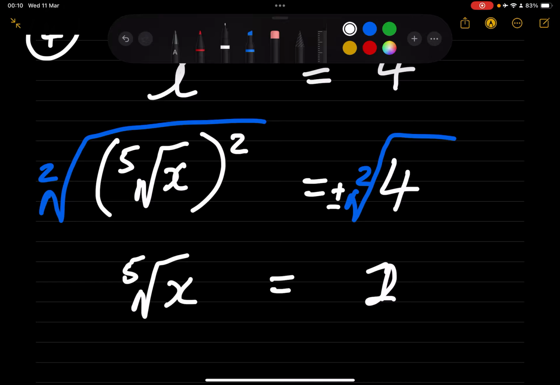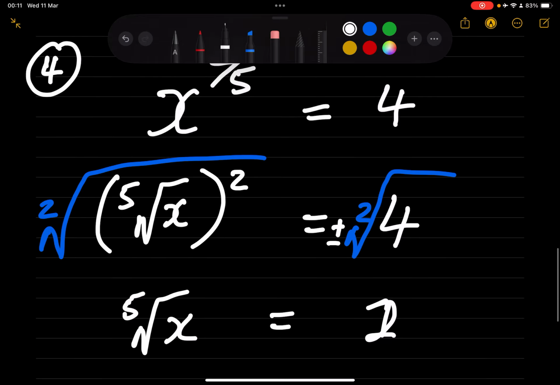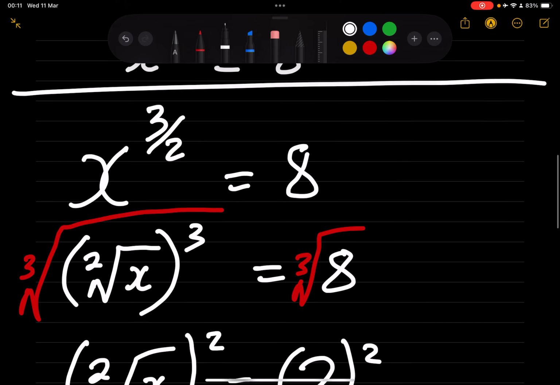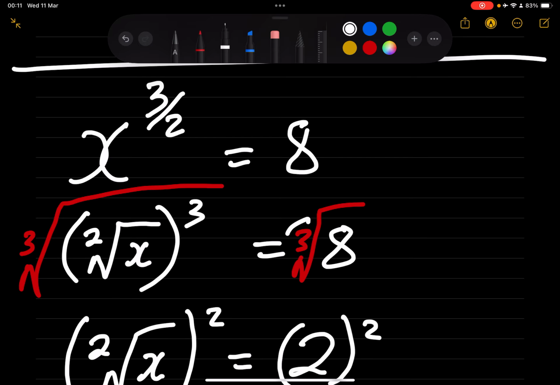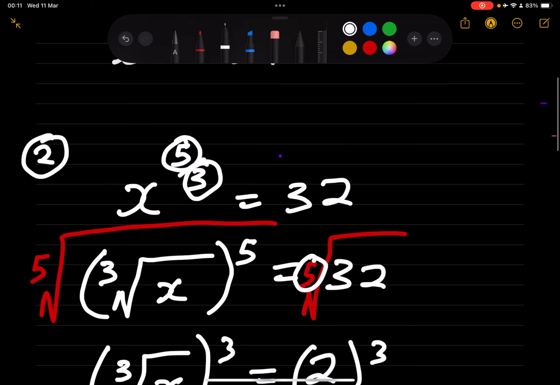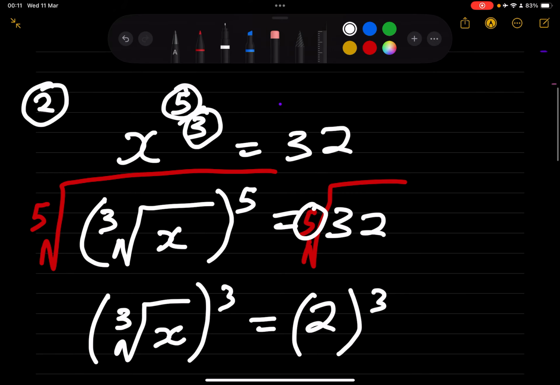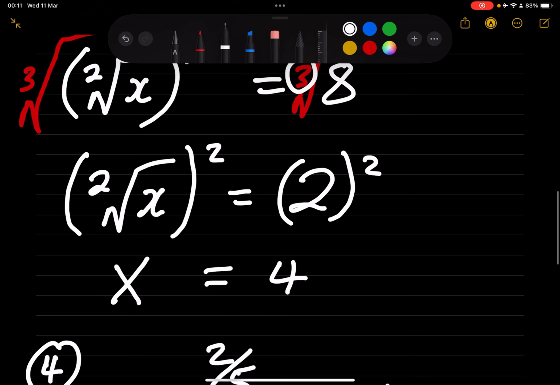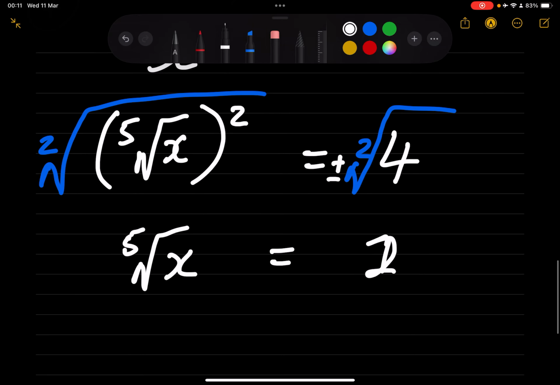When you are rooting with an even number, you will have to show a plus minus. So if we square root, fourth root, sixth root, we show a plus minus. The reason why on the other ones I didn't show a plus minus is because this was an odd number when I was rooting. Here I didn't root. So if you root with an odd number, you don't show plus minus. But if you root with an even number, you must show plus minus. So the answer will be plus minus 2.